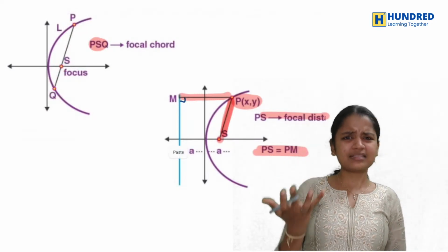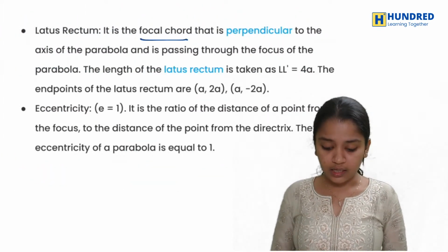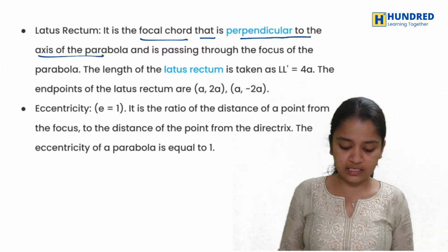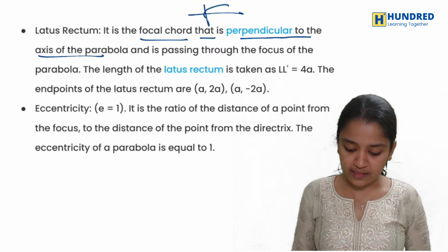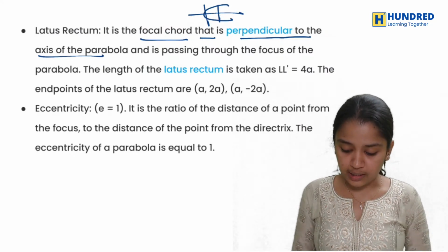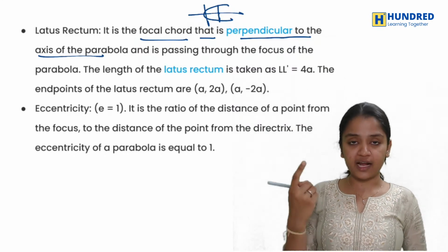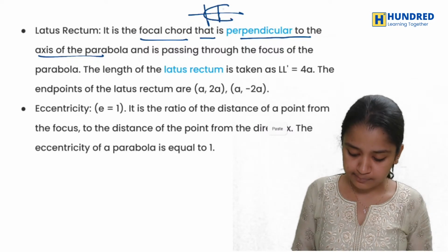But it still passes through the focus. So it is a focal chord, right? But here, it is the focal chord that is perpendicular to the axis of the parabola. So you have to draw it in such a way that it is perpendicular. You draw a perpendicular line from both the ends of the parabola, and it still passes through the focus.